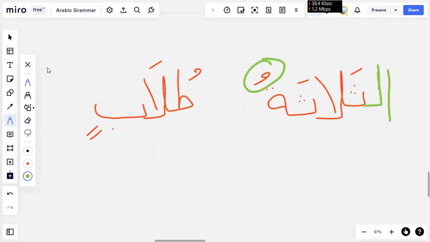Okay, so listen again. Numbers from 3 to 10 are treated like a mudaf when used with the madud. This means you cannot use tanween and you cannot use alif lam with them. So I will have to remove the alif lam and I will have to remove tanween from the number.